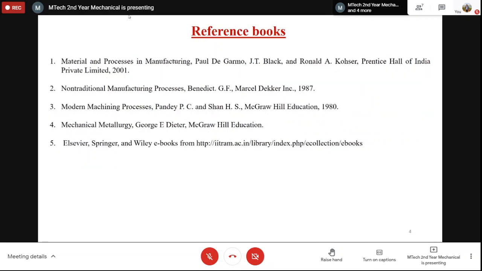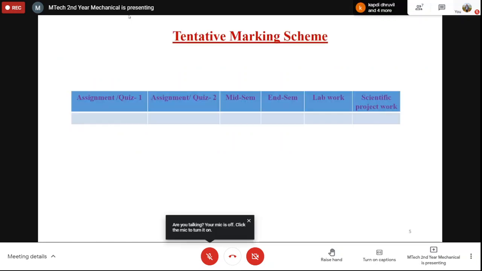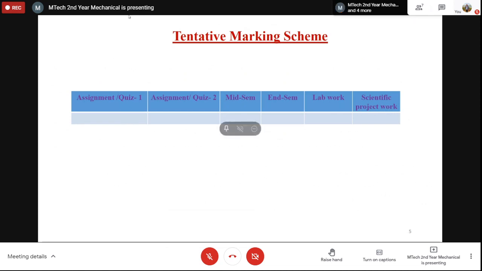These are some of the reference books I have initially written. As the syllabus proceeds, I will keep mentioning the important books from where you can read things. So these are some of the important books which we'll be referring. The marking scheme I have not finalized right now. I have to finalize it after speaking with Professor Navneet Khanna.